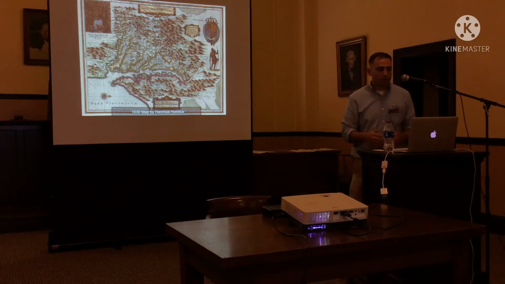And so a lot of other countries started making copies of this map, especially the Dutch and the Flemish, because this was during the Dutch Golden Age. And so they made quite a few different copies. This particular map is a 1630 map by Henricus Hondius. His brother, Jodicus Hondius, had made one years prior.